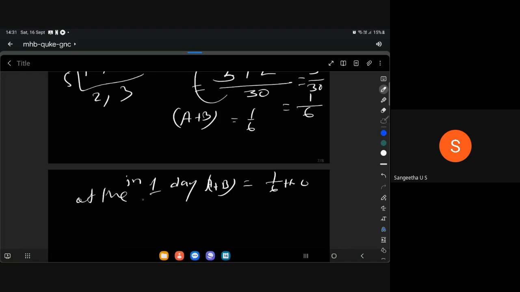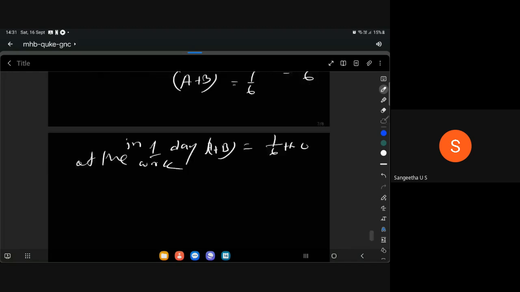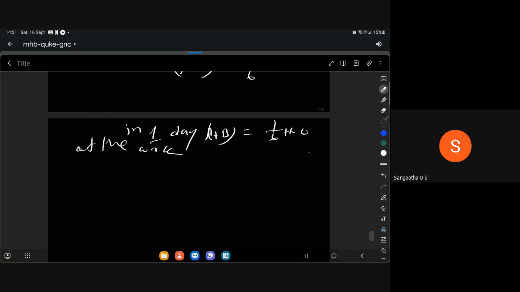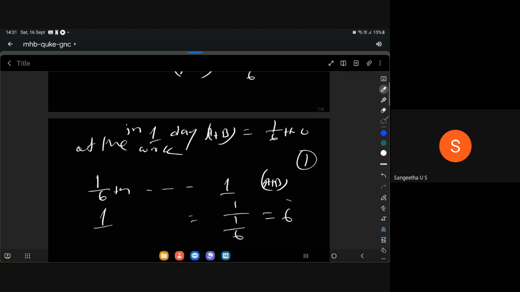Now see, we have to find out the entire amount of work, the whole work. This is one. In how many days can they do it? 1/6 of the work can be done in 1 day by A plus B. We can write it this way also: one part can be done in 1 divided by 1/6. That will give you 6 days.